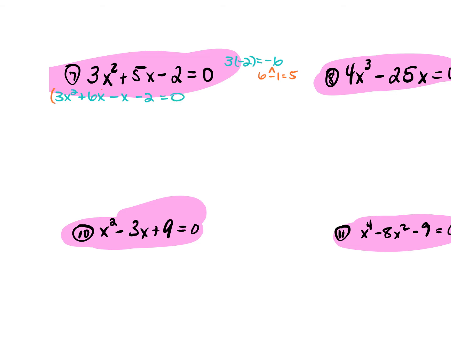We're going to factor by grouping. The first set of parentheses, we have a 3x, that's our greatest common factor, so we'll factor that out. The negative x minus 2, we have a negative 1, that's our greatest common factor. So this is going to give us 3x times x plus 2 minus 1 times x plus 2 is equal to 0. This is going to give us x plus 2 times 3x minus 1 is equal to 0.